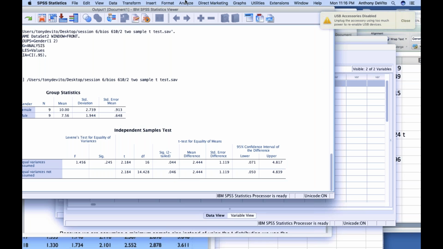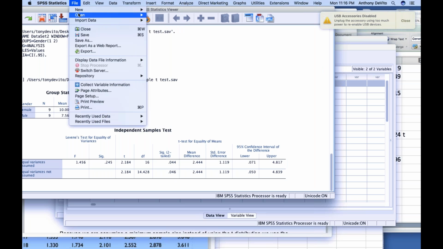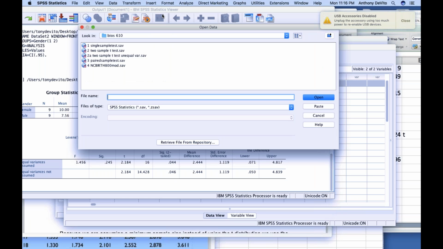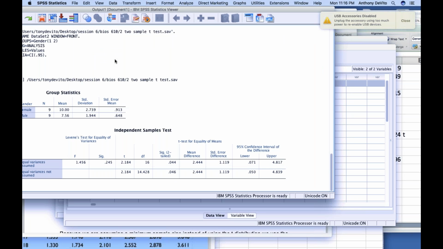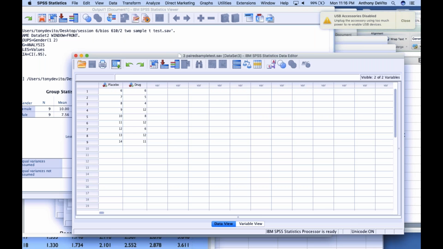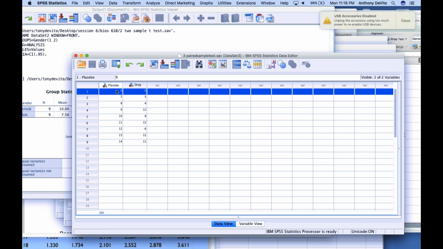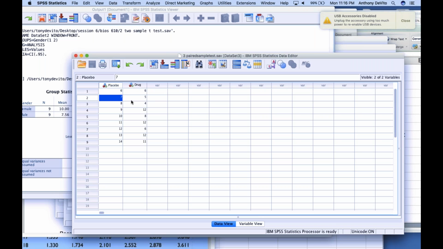Okay, one other thing we might do, you can say analyze, open. I just want to show you one more thing here. Open data, and let's see, paired samples. In paired samples, we have another situation here. Each subject spent a few weeks taking a placebo and a few weeks taking a drug. So they have values. This person was 7 and 5 and 8 and 4. So it's the same person that was both in the placebo group and the drug group, the test group, right?